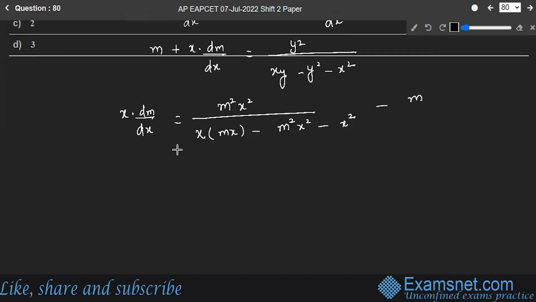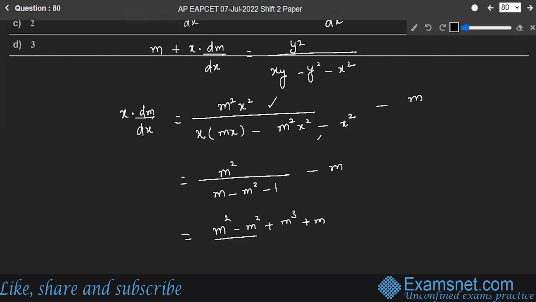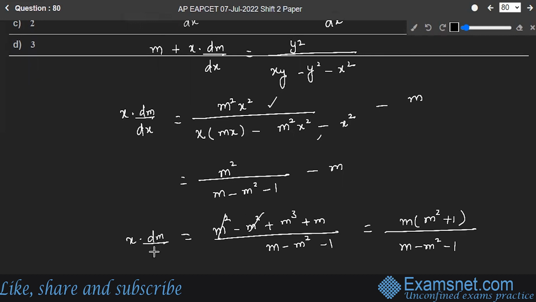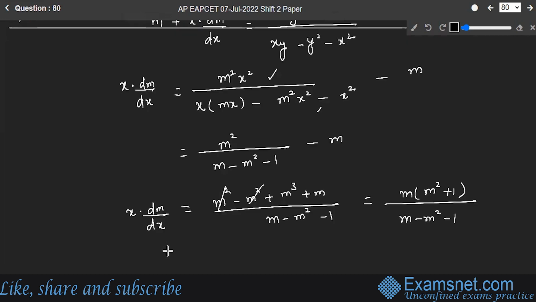So first of all, I'll take x square common from the numerator and the denominator and cancel it. You will have m square upon m square minus 1 minus m, which on solving will give you m square minus m square plus m cube plus m upon m square minus 1. So you will have it as m into m square plus 1 upon m square minus 1. This is equal to x into dm upon dx. Hope this is clear till here.